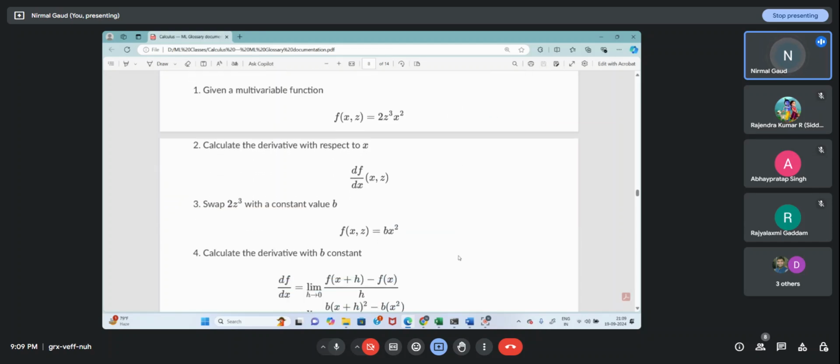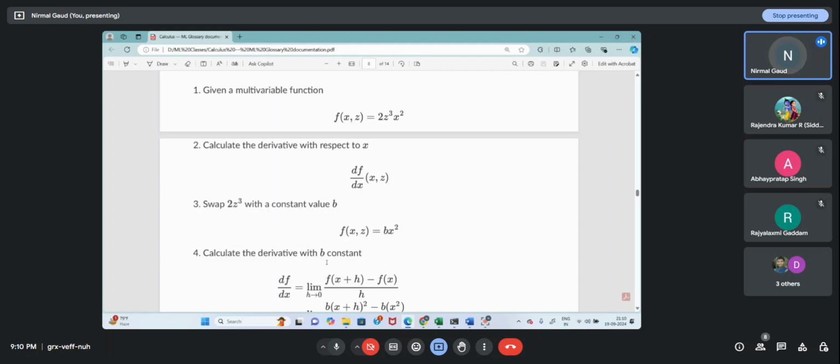Okay, for example, the gradient of a multivariate function, 2z cube x square. Here I have z and x both. If I'm going to differentiate this function with respect to z, in that particular case x will be constant. And when I will be differentiating this with respect to x, z will be constant.